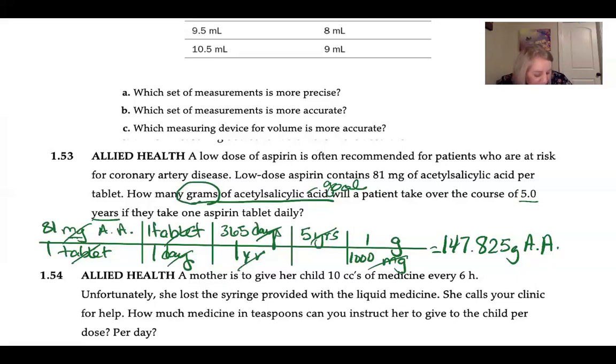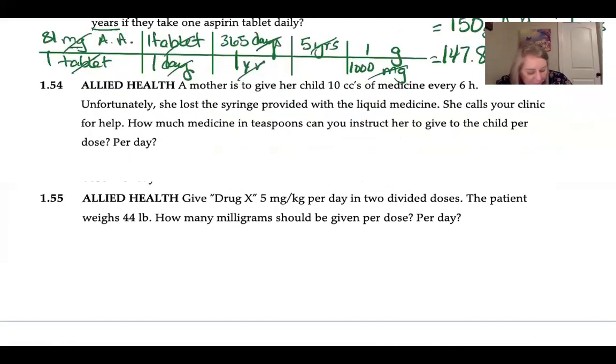So how many significant figures? We have 5.0 and 8.1. That's both 2 significant figures. So that is going to give us 150 grams of acetyl salicylic acid. And you can write in 5 years, right? Okay, let's try another one.